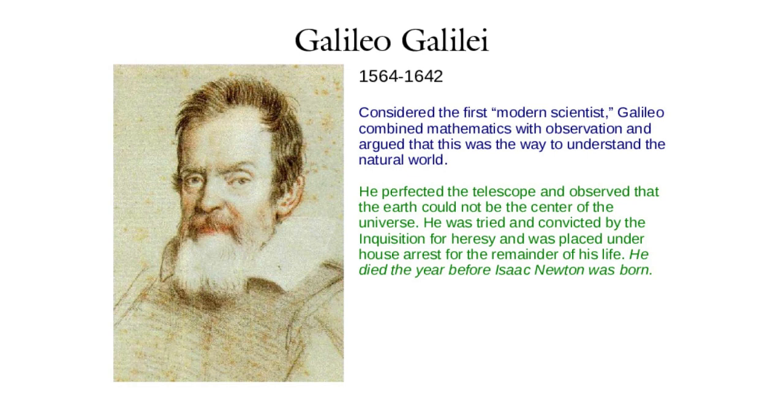So he is considered to be the very first modern scientist, somebody who articulated a version of the scientific method as a means to make statements and predictions about the natural world. So he was a brilliant mathematician, and he combined his understanding of mathematics with keen observation and argued that this was the way to understand the natural world.